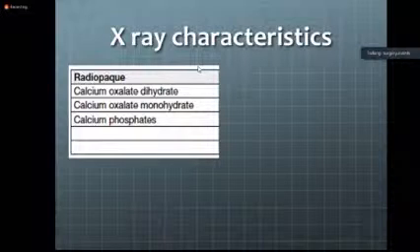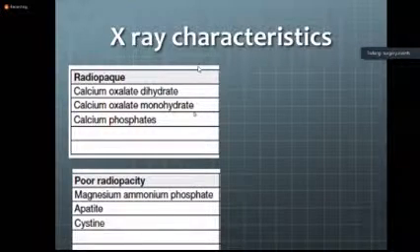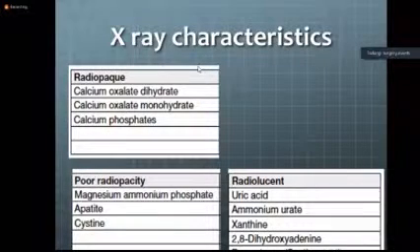The poor radio opacity is seen in magnesium ammonium phosphate stones, apatite stones, and cystine stones, but often cystine stones are associated with calcium oxalate as well, so calcium oxalate sometimes can give them radio opacity. Pure cystine stones are relatively less frequently seen. Purely radiolucent stones are the uric acid stones, the ammonium urate stones, xanthine stones, and certain drug stones. And we know that indinavir, the medication, is one of the drugs which can form stones, and they are not even picked up on CT.